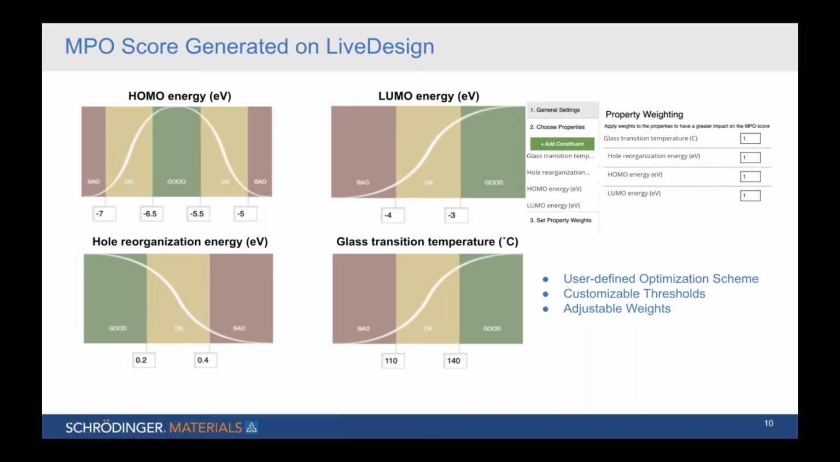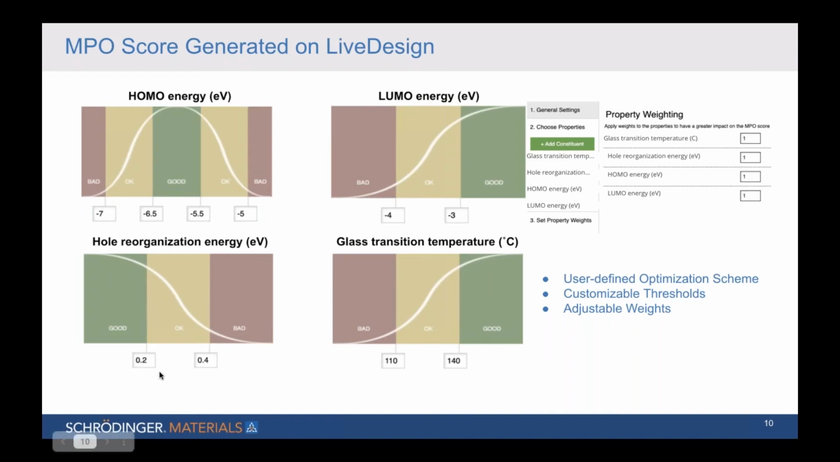And we also can define, for example, for the LUMO energy, we're maximizing to make it less negative. In this case, you can specify what thresholds should be considered good, and what would be considered bad. Basically, you can define how steep or how slow the curve goes up. And similarly for hole reorganization energy, where I want to minimize it.